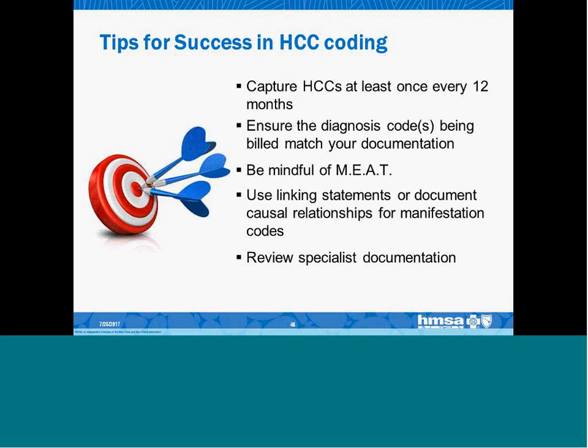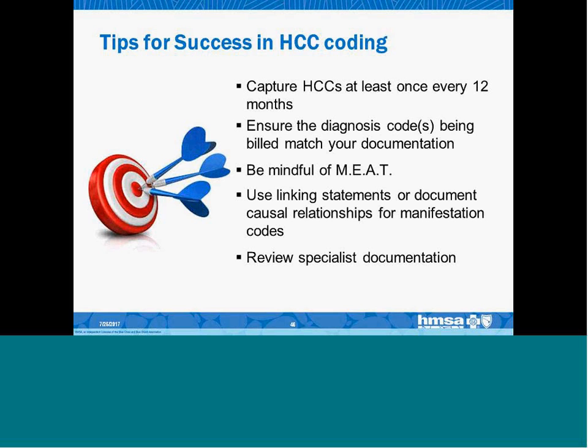In HCC coding, you'll need to capture the hierarchical condition categories at least once every 12 months. You're not actually capturing the condition codes, but just be sure you're putting in the diagnosis for each condition once every 12 months. You're probably already doing this with your annual review of chronic conditions, but you'll need to expand this to all of your patients. Sometimes physicians get familiar with the patients over time and neglect to document some of their chronic stable conditions. Ensure that the codes being billed on your claims are supported by proper documentation in your medical record.